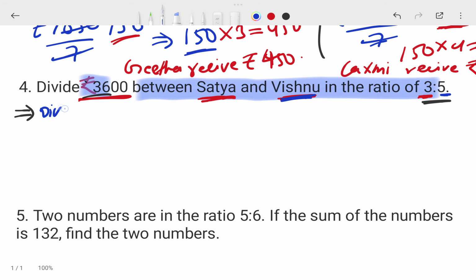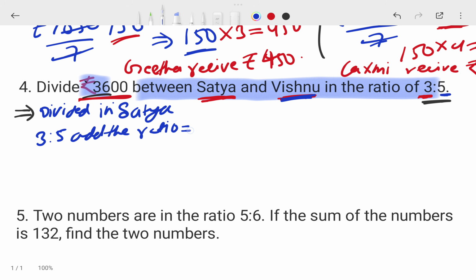Here I am writing, divide for Satya. So first we have to add the ratio. What ratio is given? 3:5. Add the ratio. So 3 plus 5. If you add the ratio, it's going to be 8.